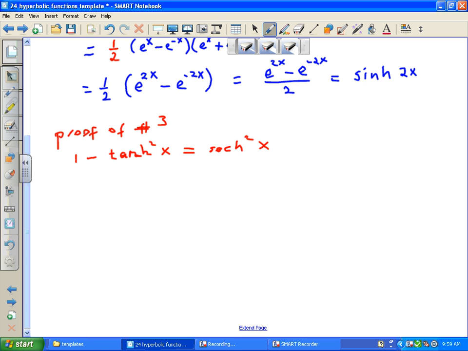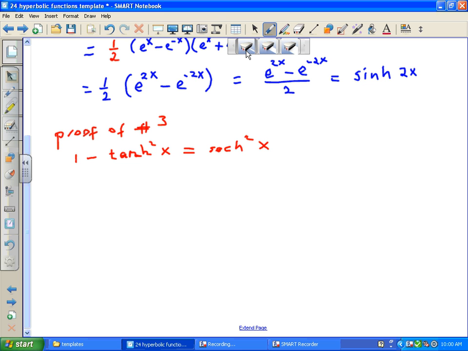Any thoughts? Yes, Madeline? I think that the short way instead, I take the original cosine hyperbolic square x minus sine hyperbolic square x equals 1. I divide everything by... Exactly. The same way you would have proven it using the regular identity, 1 plus tangent square equals secant square in the real trigonometric world. Yes, you can do it that way.